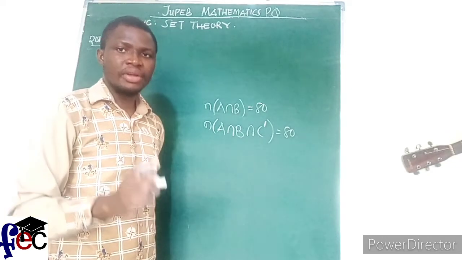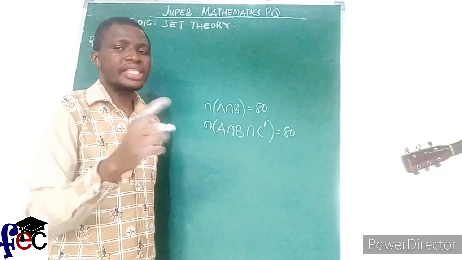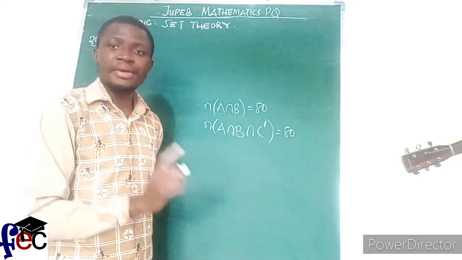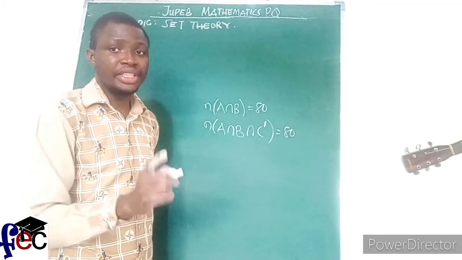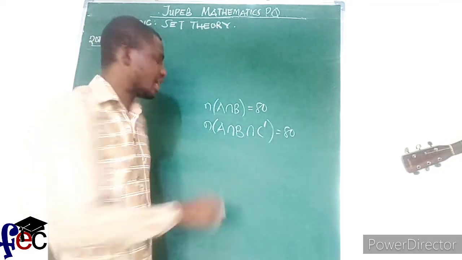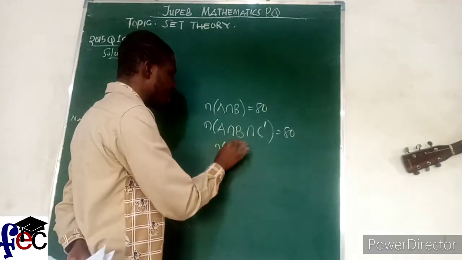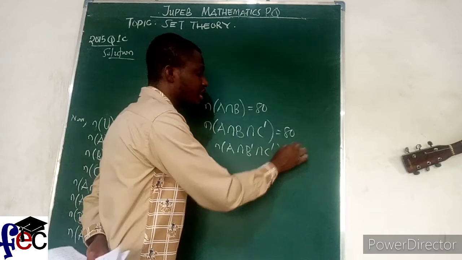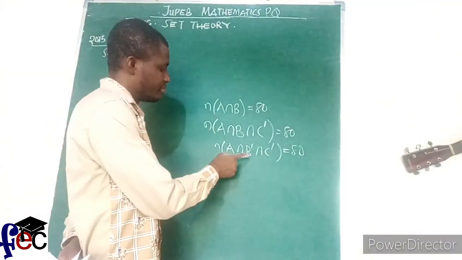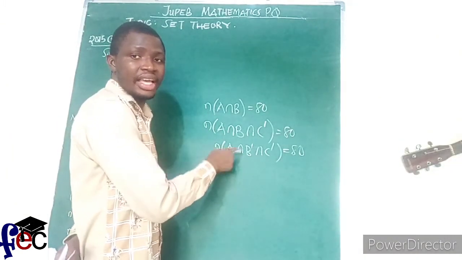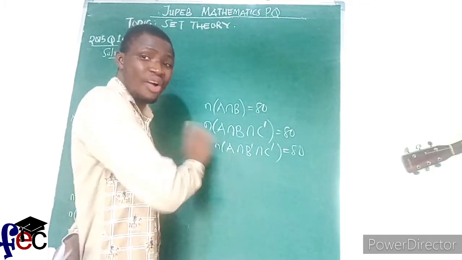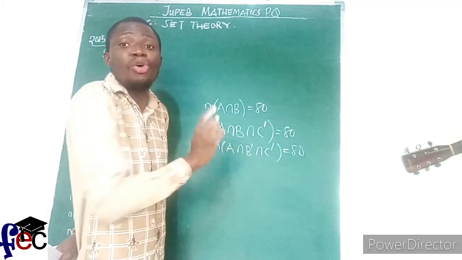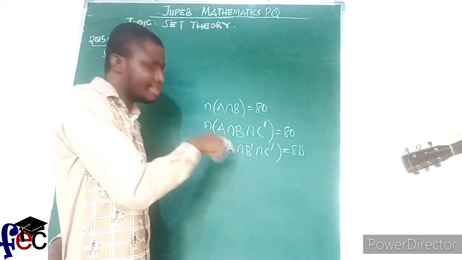If it were to be 80 people voted for A but not B nor C, that's going to be the cardinality of A intersection B complement intersection C complement equals 80. This implies 80 voted for party A only, or 80 voted for party A alone. Please, it's very important, don't mix it up.